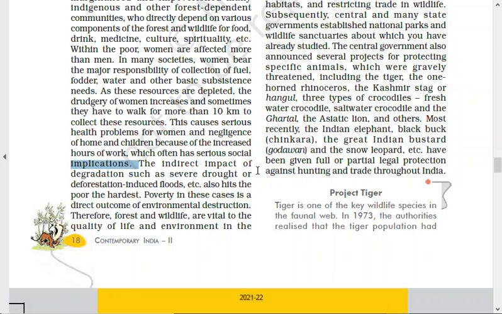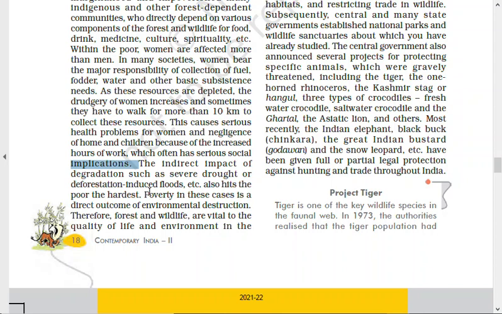The indirect impact of degradation, such as severe drought or deforestation-induced floods, also hits the poor the hardest, because not having forest cover will make the surface runoff very fast, and because of that the river will be flooded and the nearby area will also be flooded.